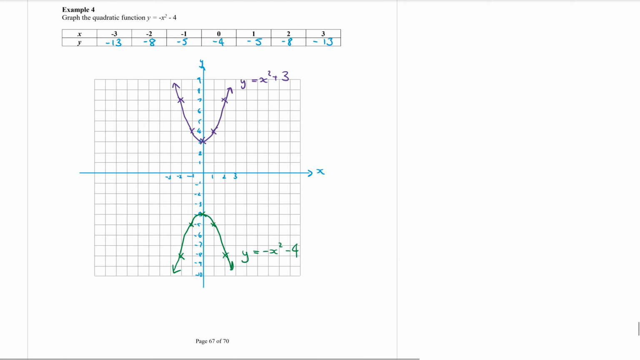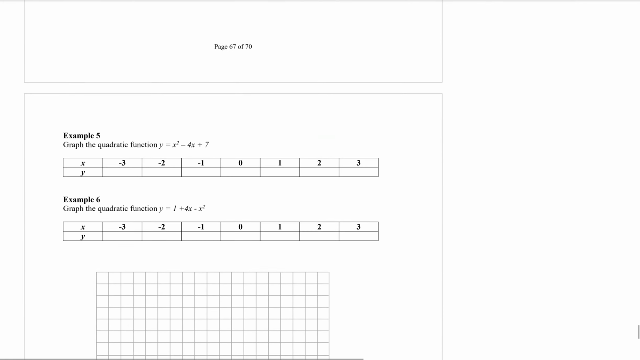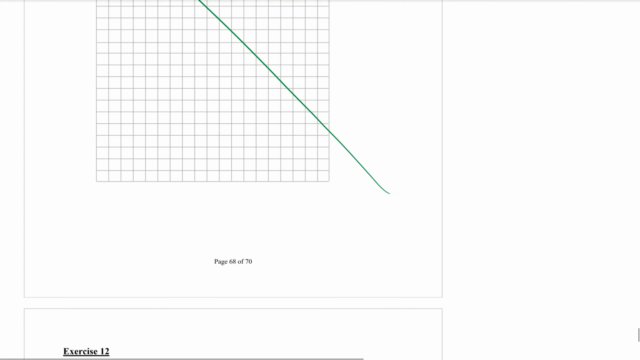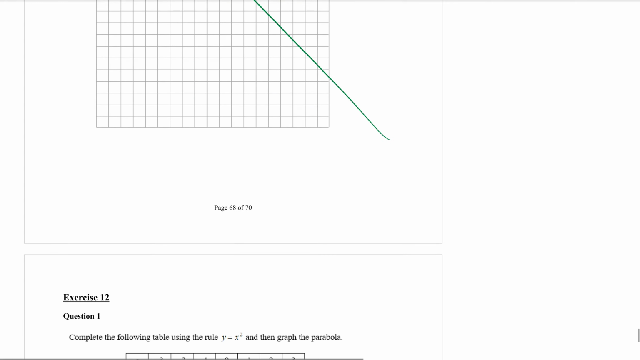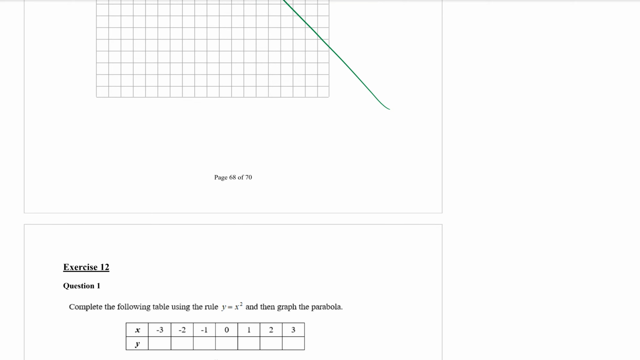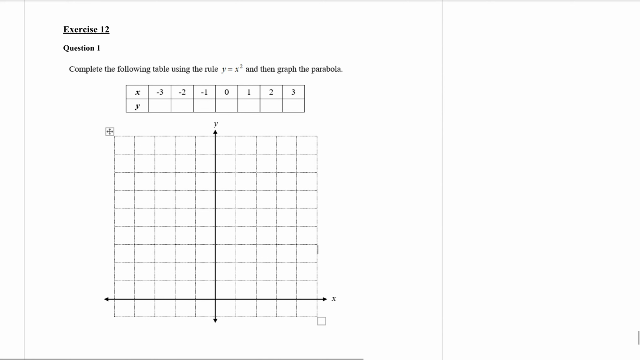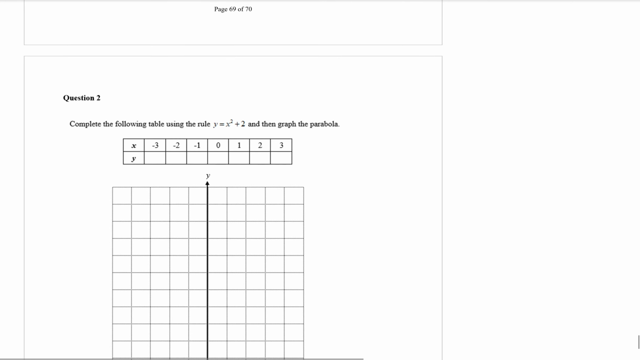Now that's really enough. These questions on the next page, you can just put a line through that page. We're not going to do those ones. They're a little bit harder than what you need to do at this stage. And there's just a couple of questions, not much at all, just 2 questions here in exercise 12 to practice drawing a couple of parabolas. And that's it. That's the end of our topic.